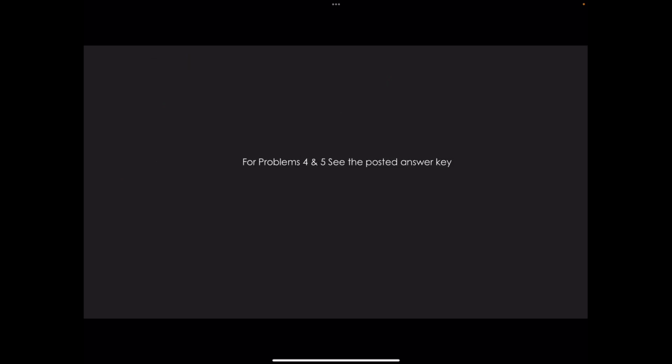So on your worksheet, you've got problems 4 and 5 for additional practice. There's an answer key to these problems posted in Blackboard.